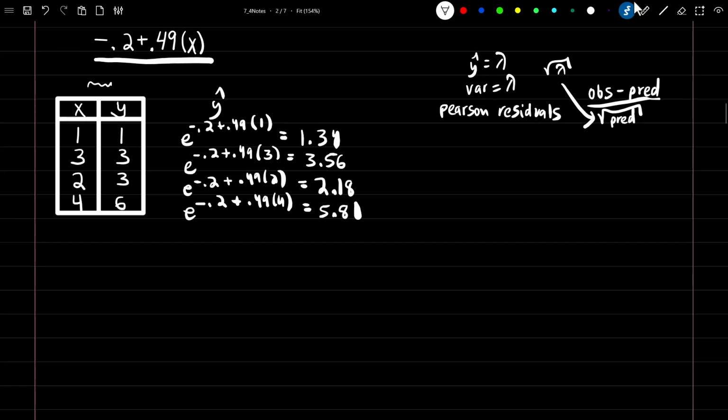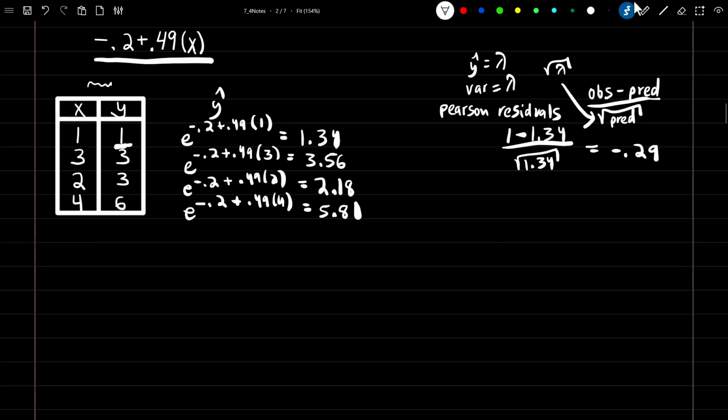So for our first Poisson residual, our observed value was y equal to 1, and our predicted value was 1.34. And then we just divide this value by the square root of our predicted value, or 1.34, and this will produce a value of negative 0.29. So our first Poisson residual is negative 0.29.